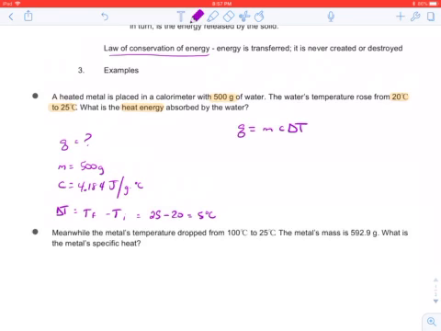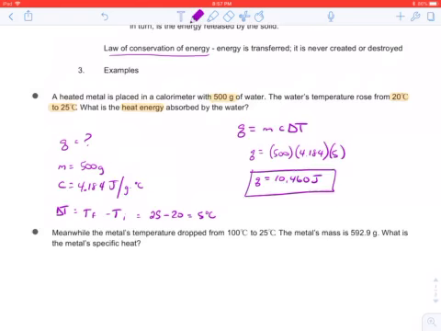We're ready to plug it all in and solve. We're looking for Q, so we don't have to do any rearranging. We take 500 times the specific heat, which is 4.184, times our temperature change, which is 5. That gives us Q equals 10,460 joules. That's the amount of energy that the water absorbed. Notice it's positive, and thus that is what is being absorbed.